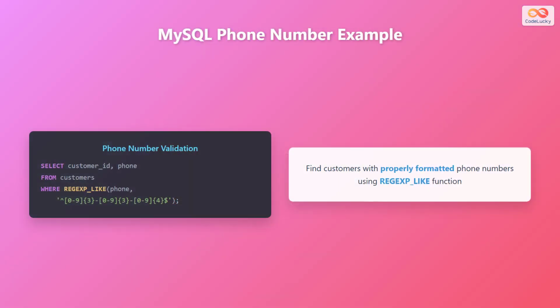Consider a scenario involving phone number validation. This SQL query selects the customer ID and phone number from the customers table, where the phone number matches a defined pattern. The pattern ^[0-9]{3}-[0-9]{3}-[0-9]{4}$ checks if the phone number is in the format of 3 digits, a dash, 3 digits, a dash, and 4 digits. The REGEXP_LIKE function is employed here to find customers with properly formatted phone numbers.